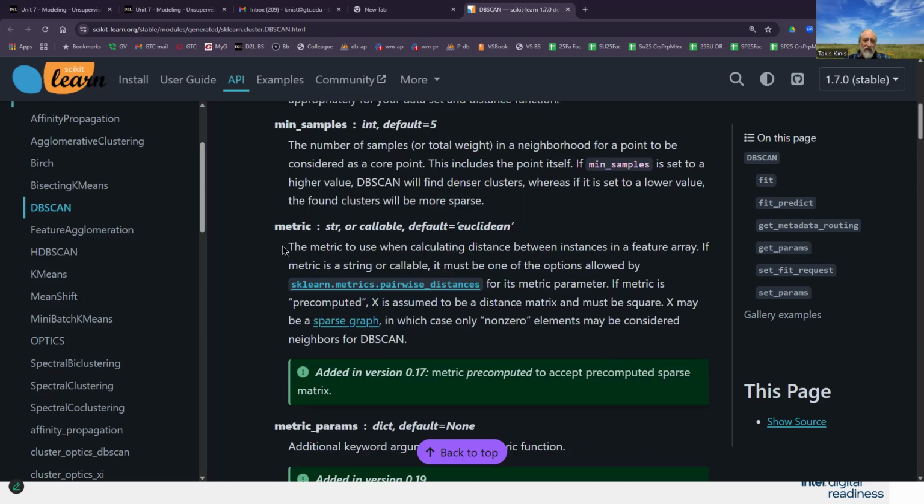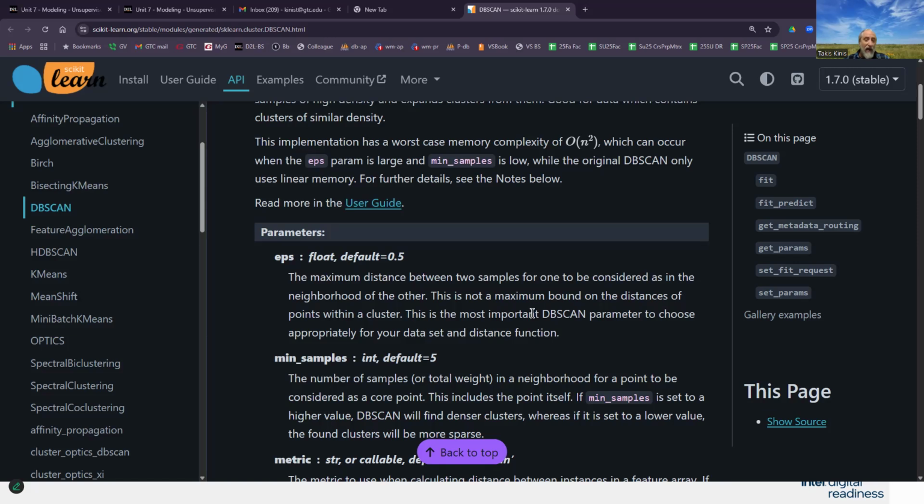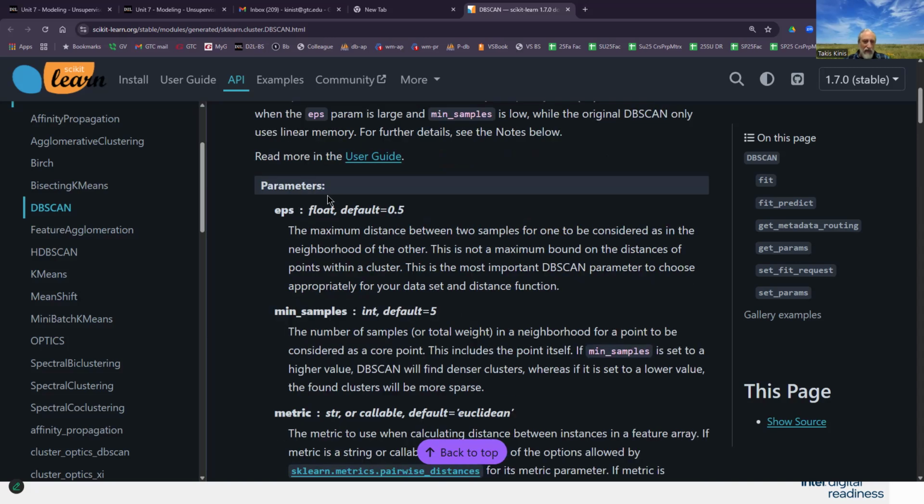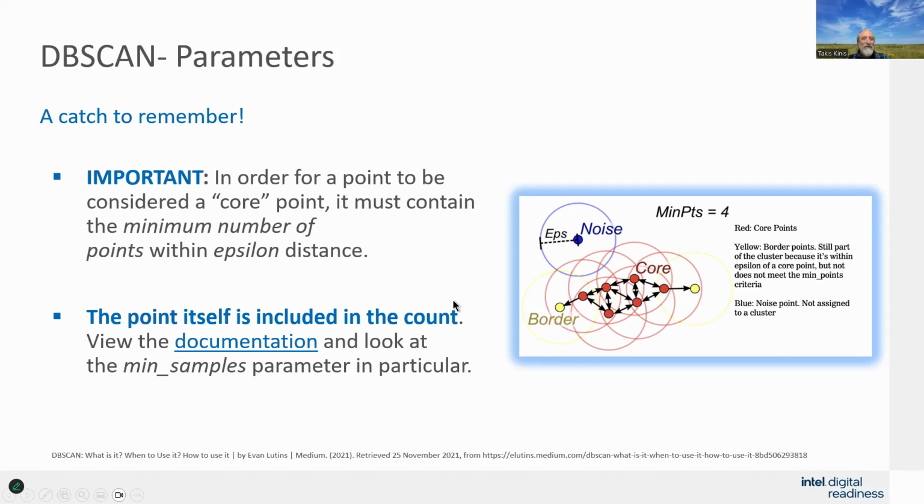The other thing that you'll notice is some things are considered parameters and other things are considered attributes, right? And parameters, mind you, are things that we feed in, and attributes are information about that information, if you will, sort of like metadata in a way. Okay, and what they want you to look at here in particular is the min samples parameter.